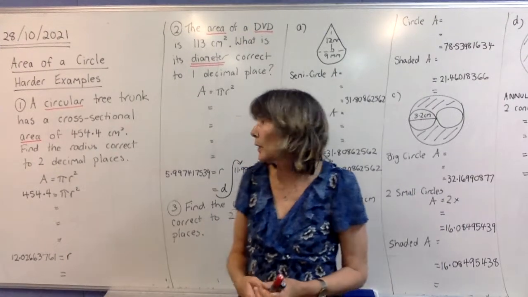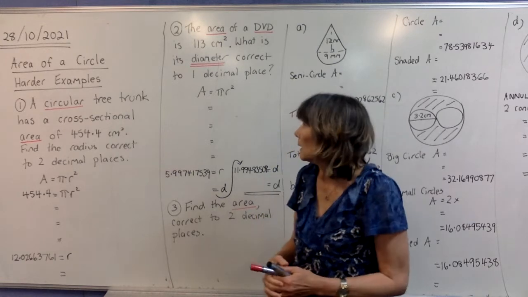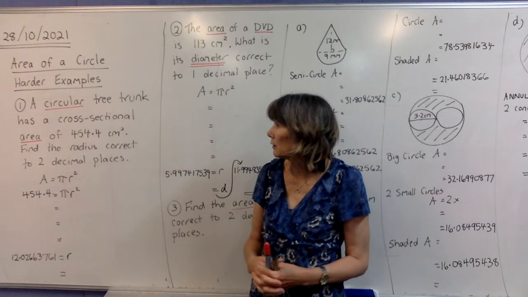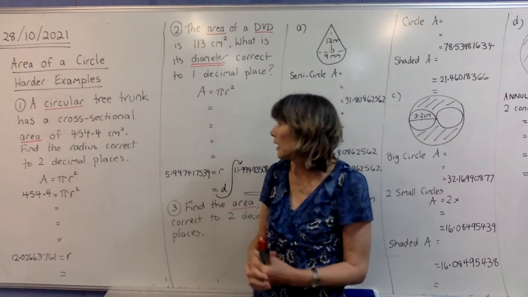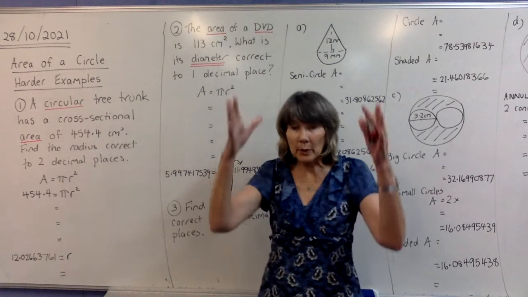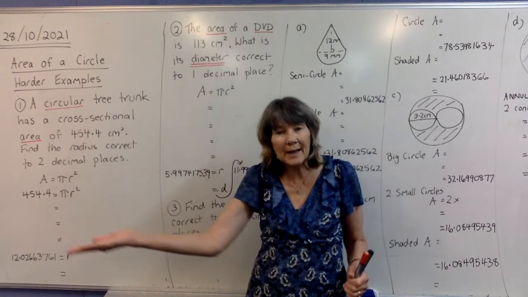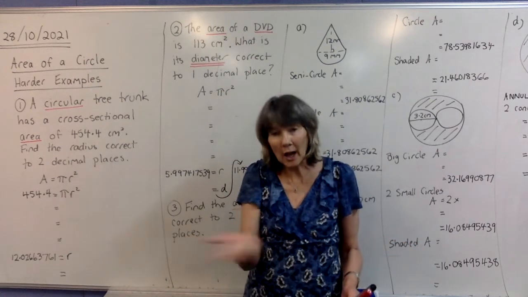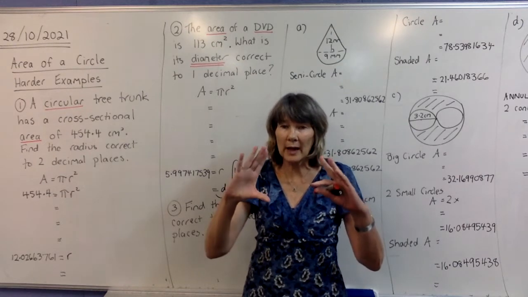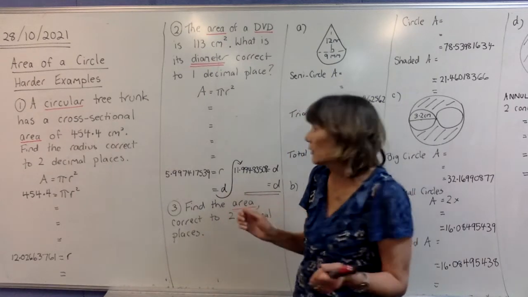Alright, so Year 8 we're going to be doing some harder examples today for area of a circle. So looking at this first question, it says a circular tree trunk has a cross-sectional area of 454.4 centimetres squared. So that means we have the trunk of the tree, which is basically like a cylinder. But if we cut it, slice it, cut the tree down, that piece there, if you look at it, will be a circular shape. So we're going to assume it's a proper circle.